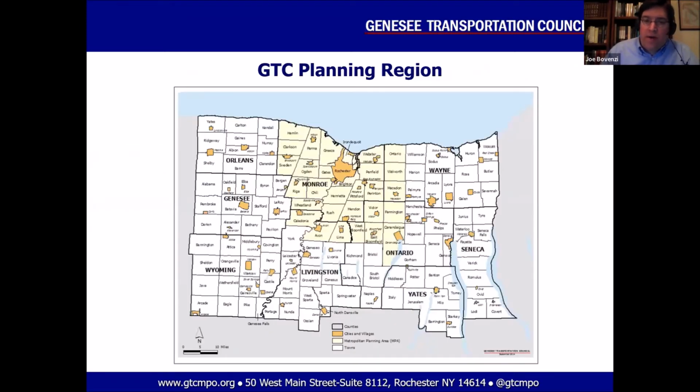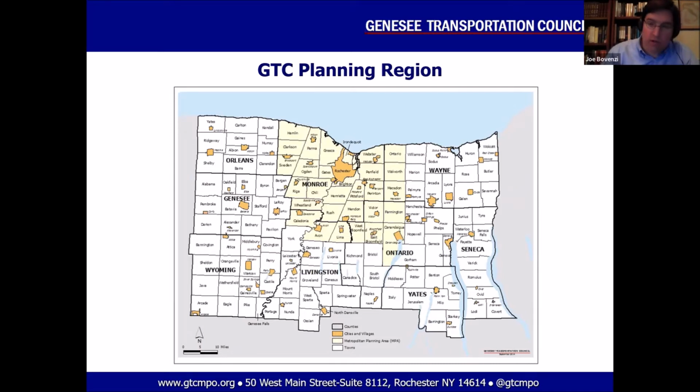So the next slide here is just to set the stage for the work that we do. Our planning region encompasses nine counties in Western New York, focused on the city of Rochester and Monroe County, which is where most of the residents and the jobs and the infrastructure is. But our planning region is actually quite extensive. It's about 4,700 square miles with about 1.2 million residents at about 540,000 jobs.